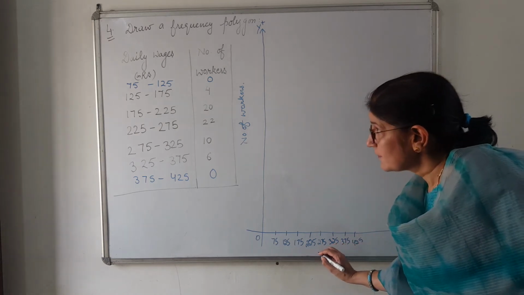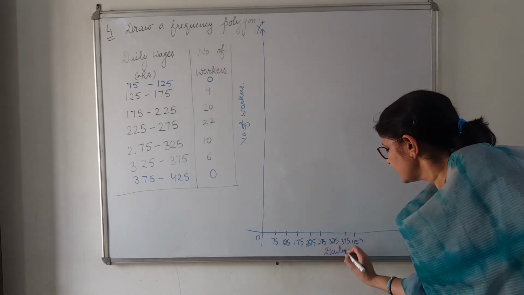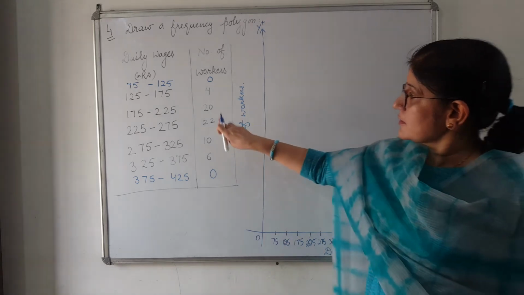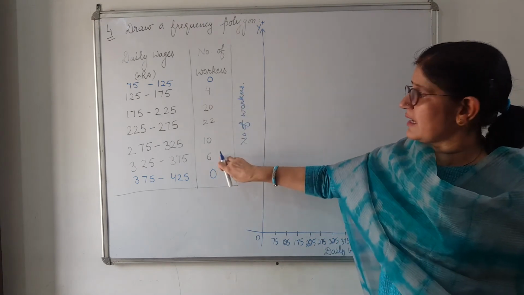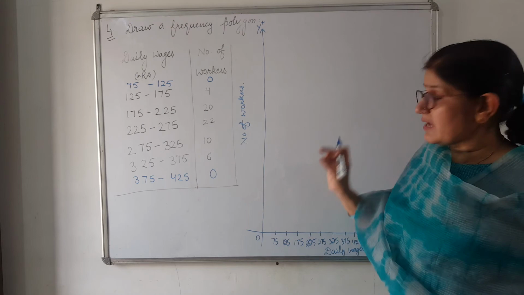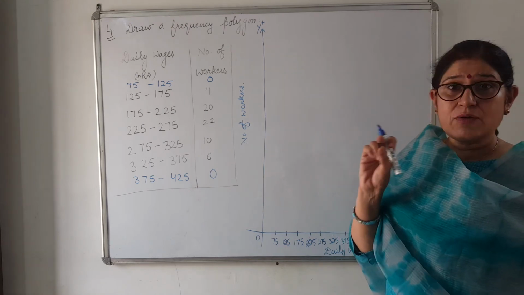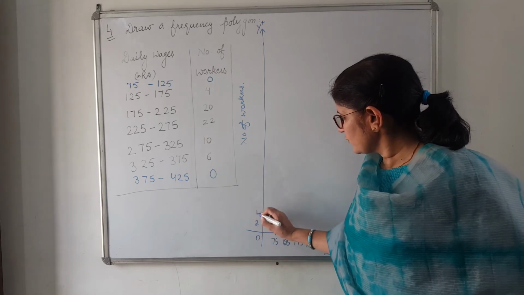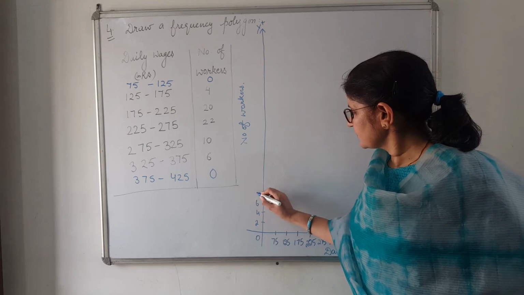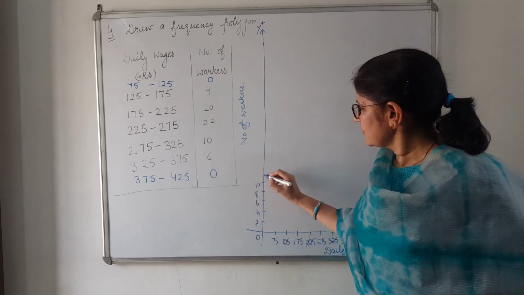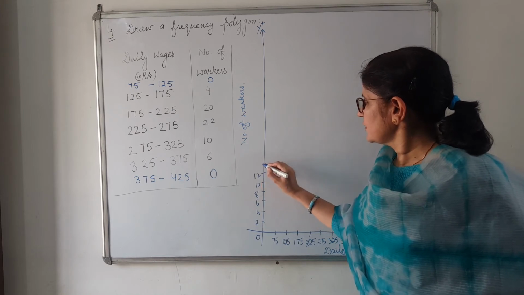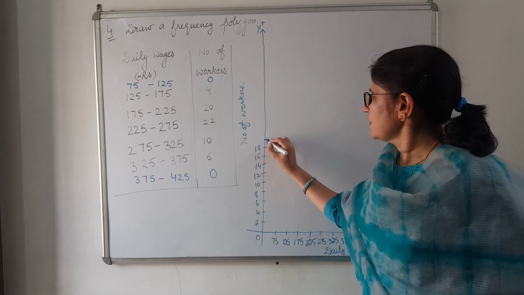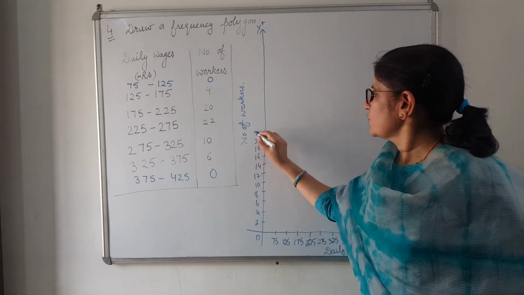These are daily wages in rupees. So here number of workers. So you see 4, 20, 22, 10 and 6 are all multiples of 2. So you can take 5 boxes, the small ones, equal to 2. So 2, 4, 6, 8, 10, 12, 14, 16, 18, 20, 22.